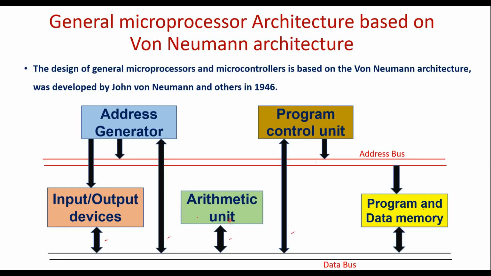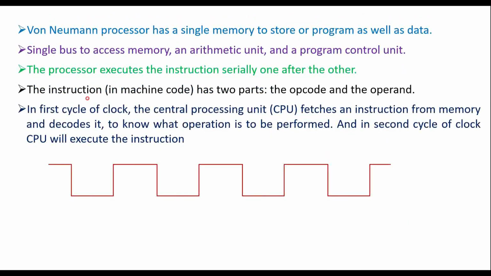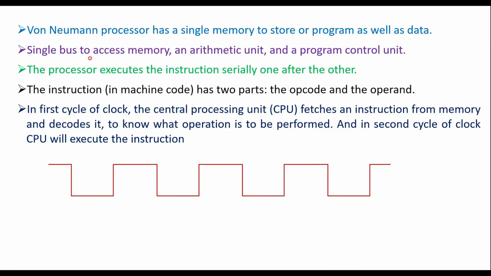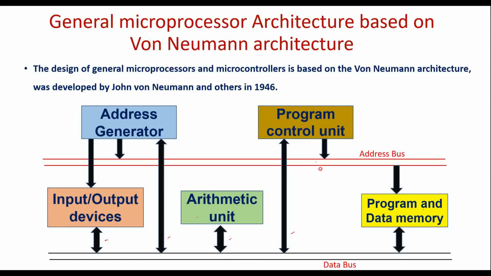Here we have an arithmetic unit. The function of the arithmetic unit is to perform arithmetical operations according to the instructions. Here we have input-output devices. The input may be received from the external device and the result may be displayed on the output devices. As I said, a von Neumann processor has a single memory to store program as well as data. Here we can see that we have a single memory where program as well as data is stored. A single bus is used to access memory, the arithmetic unit and the program control unit. That I have already explained.